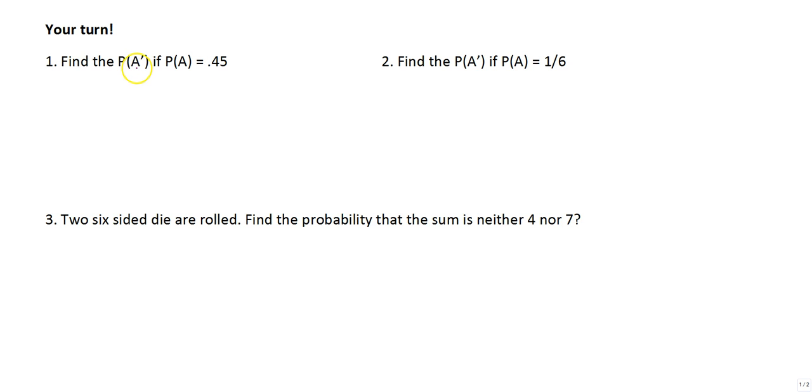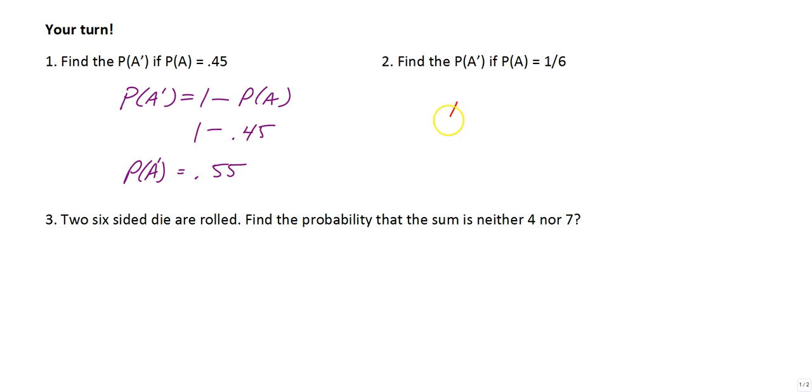So the probability of the complement of A is going to be equal to 1 minus the probability of A. So 1 minus 0.45 is going to give you 0.55. So the probability of the complement of A is equal to 0.55. For number 2, you should have done the same thing, 1 minus 1/6.